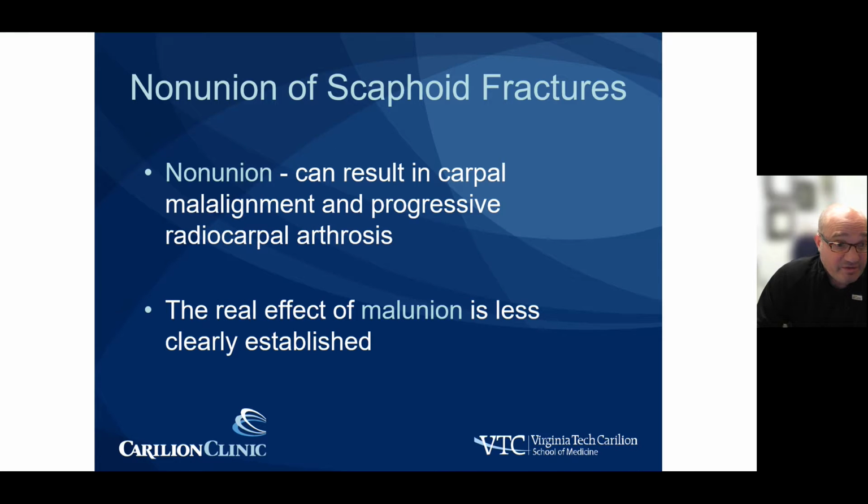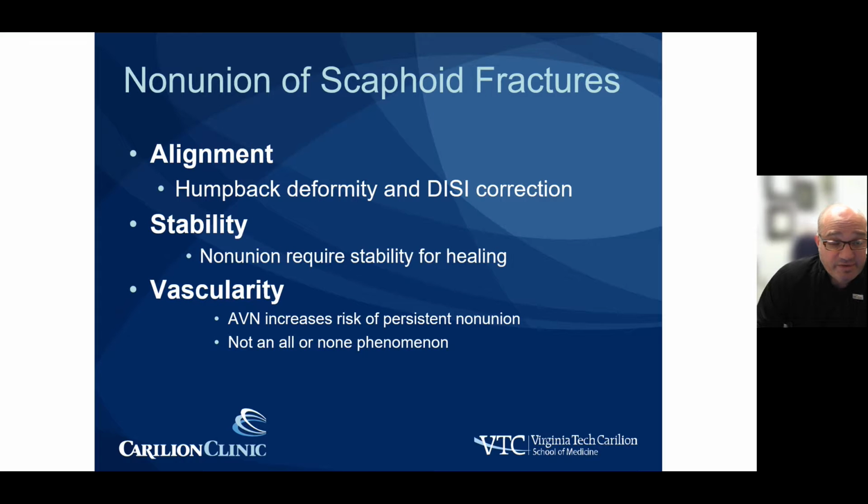Non-union, again, can result in carpal malalignment and progressive radiocarpal arthrosis, but the real effect of malunion is less clearly established. If we look at non-unions, how do I think of it in my practice? Well, one is I want to address the alignment. You want to correct the humpback deformity and the DISI deformity. You want to provide good stability, and this is required for healing. This may be one or two screws, depending on the architecture of the bone. But basically, this is when really good carpentry comes into play.